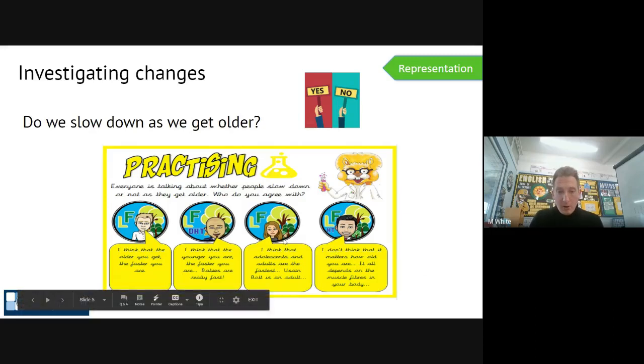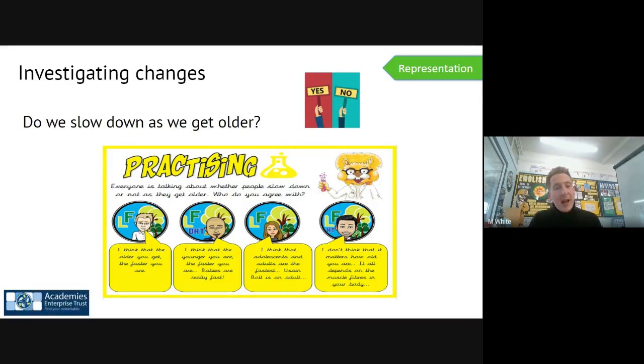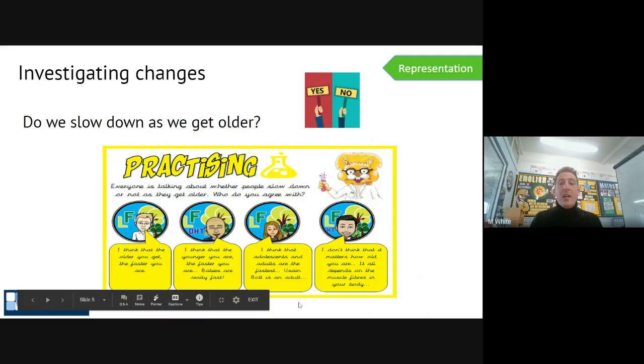Then we've got Miss McLaughlin, and she says, I think that adolescents and adults are the fastest. Usain Bolt is an adult. If you don't know who Usain Bolt is, he's, I believe, the current world record holder for the 100 meters, so technically the fastest person on the planet. Miss McLaughlin is saying he's an adult, so adults must be the fastest.